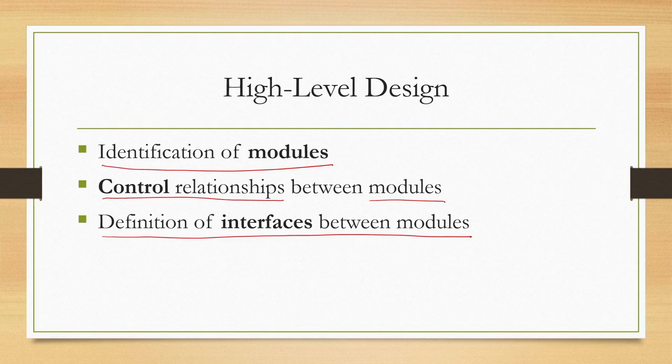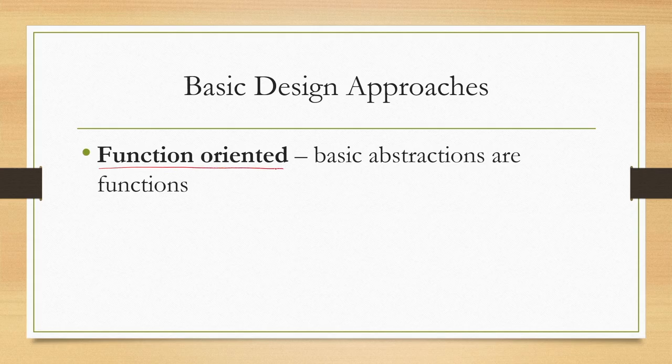Now, when we are trying to design a system, different approaches can be taken. Broadly, there are two such approaches as we have seen earlier. One is the function oriented design approach. When we are trying to design a system using a function oriented approach, the basic abstraction that we consider are the functions or procedures. Any problem is considered to be broken down into a set of functions which are interacting with each other.